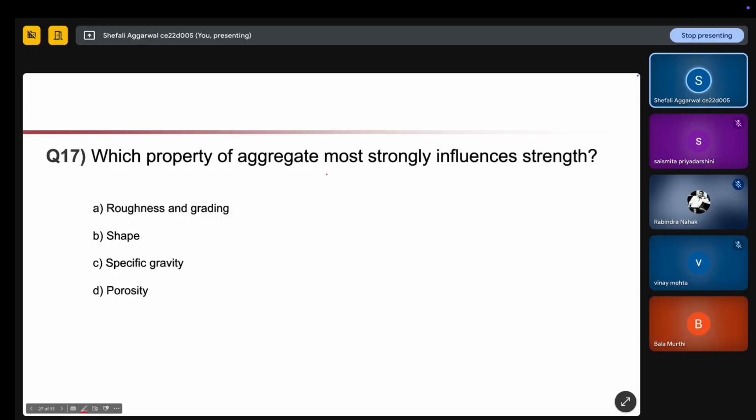Which property of aggregate most strongly influences the strength? Roughness and grading, shape, specific gravity, or porosity?